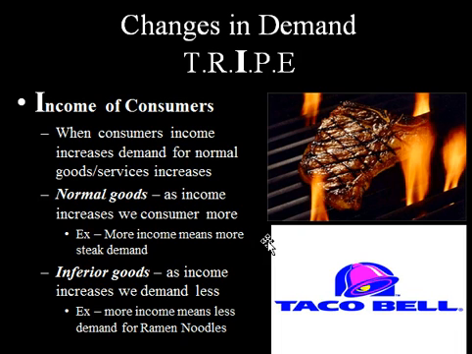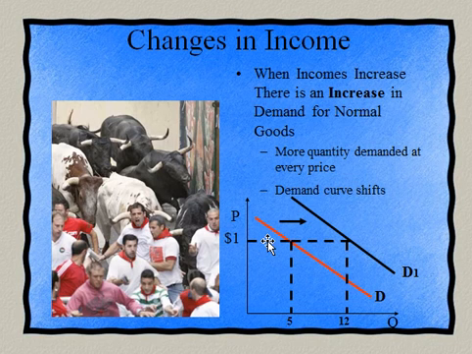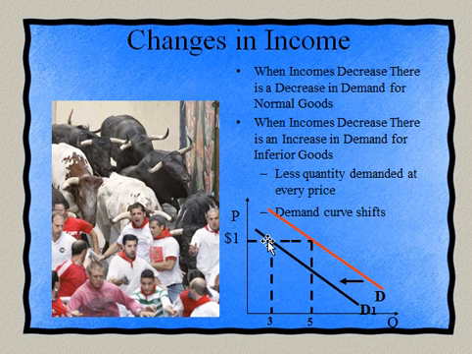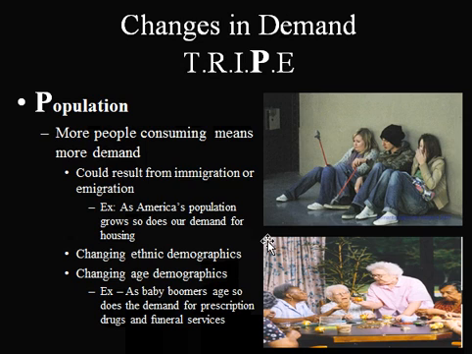On the flip side, inferior goods, as income increases, we demand less. So as people get more income, there's going to be less of a demand for ramen noodles, because that's kind of an inferior good. Again, just changes with the graph again.